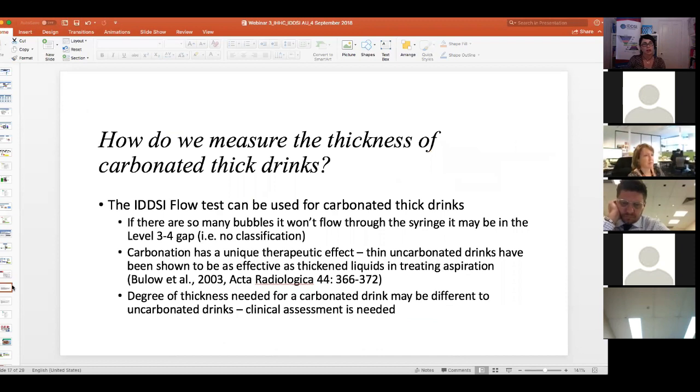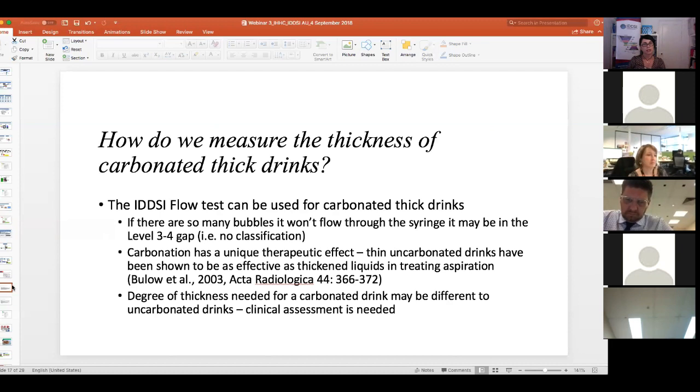We were asked also last time about how we measure the thickness of carbonated thick drinks. Now, the IDDSI Flow Test, using the syringe, we can use it for carbonated thick drinks. If there are so many bubbles in the thick liquid that it won't flow through the syringe, it may in fact be within that level 3-4 gap, so it may not have a classification, for example.